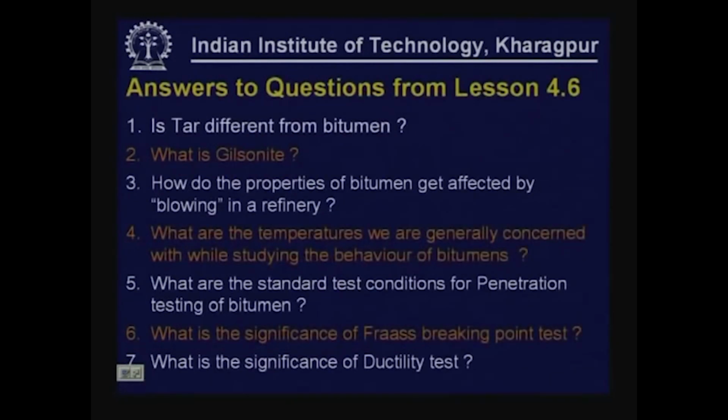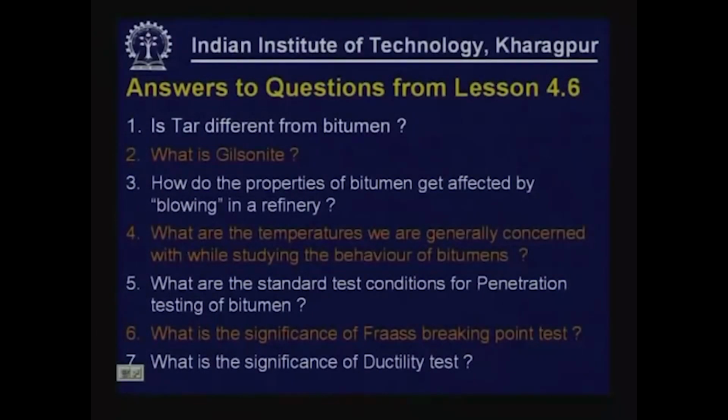Now, let us discuss the answers to the questions that we have asked in lesson 4.6. Is tar different from bitumen? Yes, tar is significantly different from bitumen in terms of its origin, chemical composition, how it is produced, and also its physical characteristics. Tar is produced from destructive distillation of coal, rather bituminous coal, whereas bitumen can be naturally occurring or produced from crude.